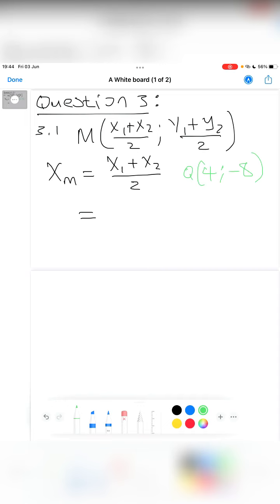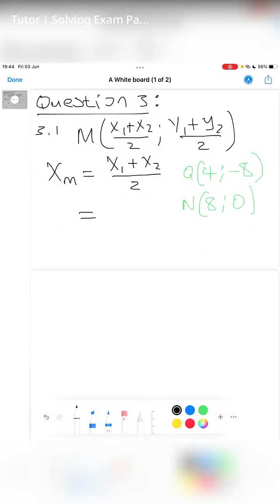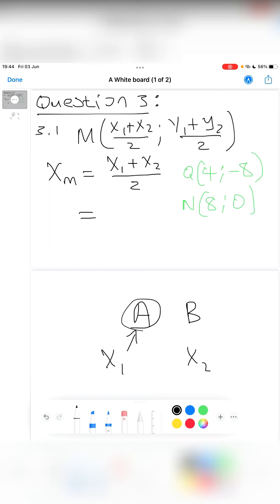And then for N, what is it? It's 8 and 0. So it's better to just follow alphabetical order. Let's say for example you are given the coordinates as A and B. A comes first, so use x1 as your A and x2 as B, because A comes first and then B comes second.